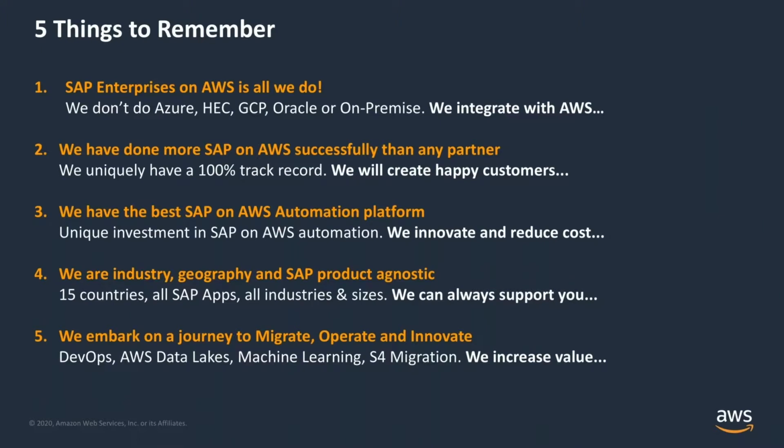So 5 key points about us that probably summarize the whole. The first thing that's probably worth pointing out is this is all we do. We have a really, really simple proposition. We do SAP on AWS. We don't do other cloud platforms. We don't do other enterprise applications. We simply implement, migrate, operate, and then innovate SAP on AWS. It's a very focused thing that we do.